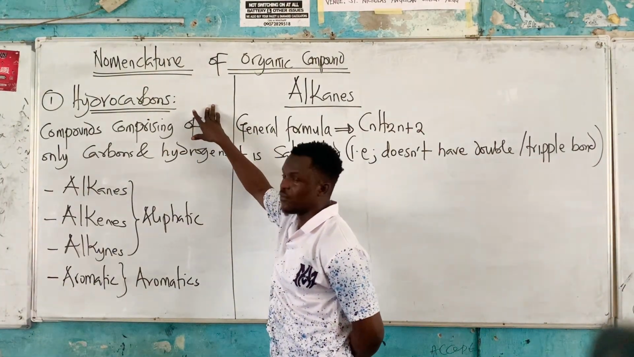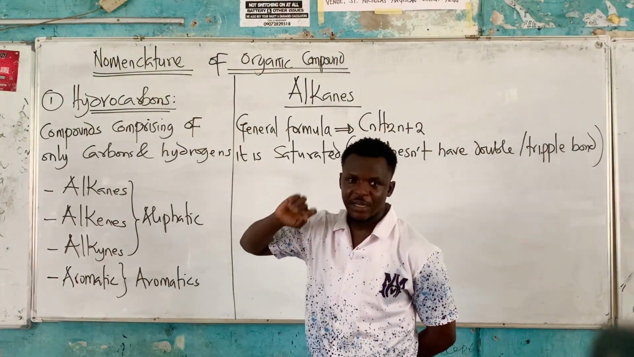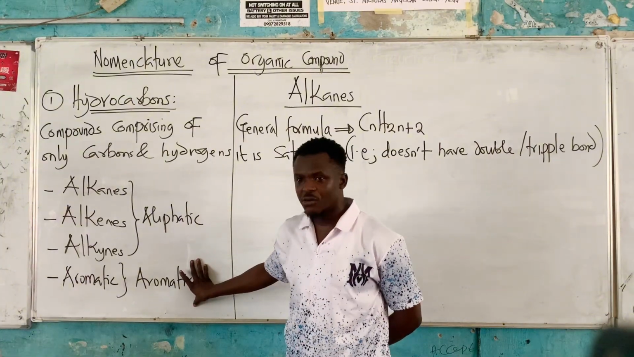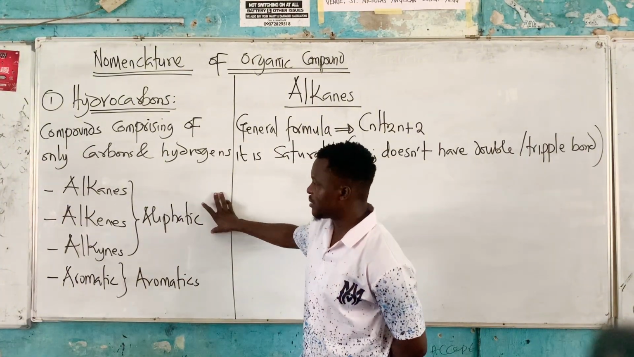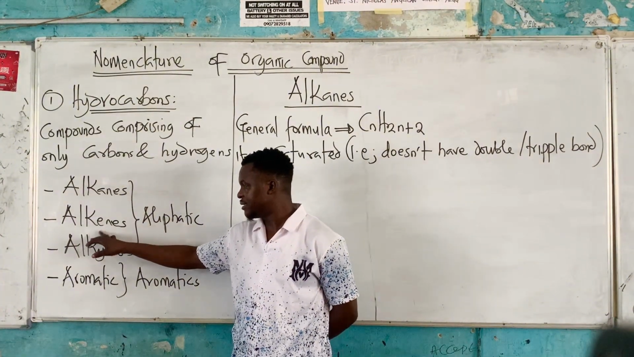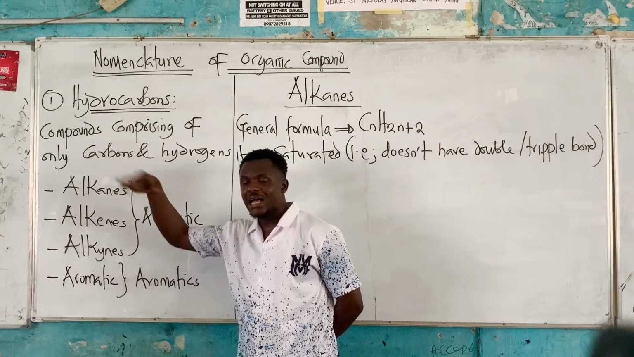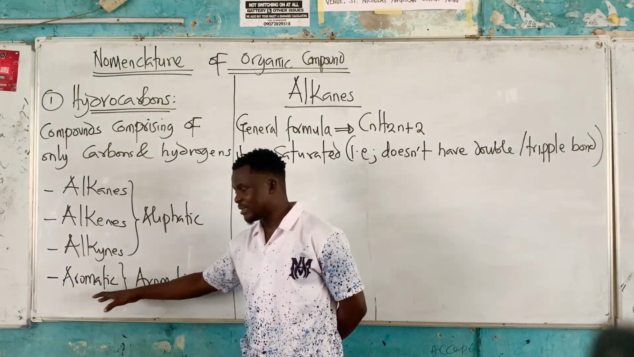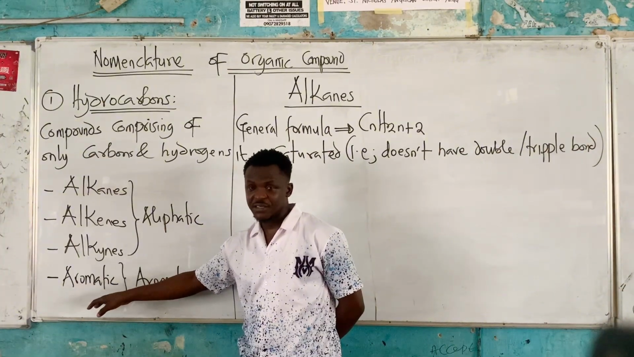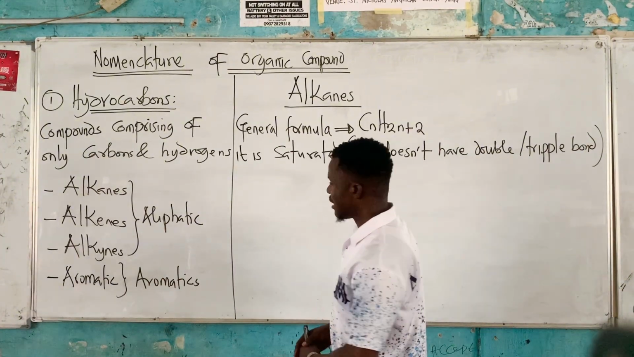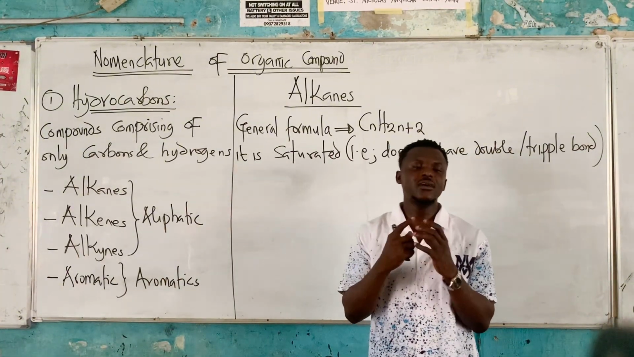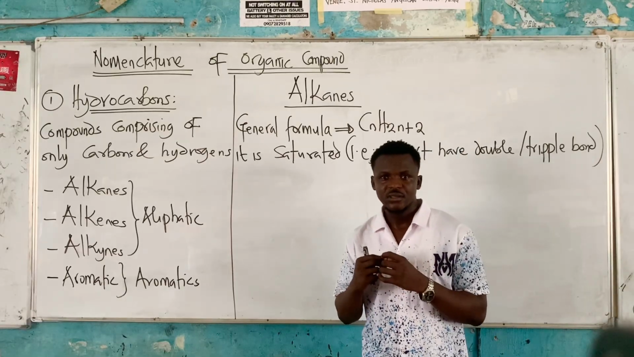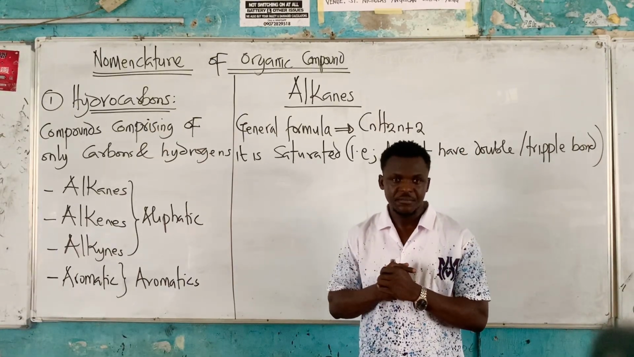So in terms of classifications, we have two types of hydrocarbons: the aliphatic and the aromatic. Aliphatics comprise of alkanes, alkenes, and alkynes, as well as their cyclo compounds. And then aromatic is benzenes and their derivatives. So I want to start with alkanes. Class, all organic compounds derive their names from alkanes, all of them.